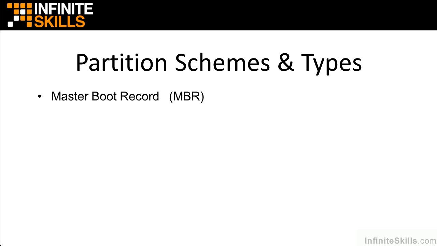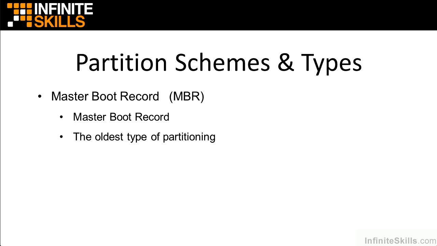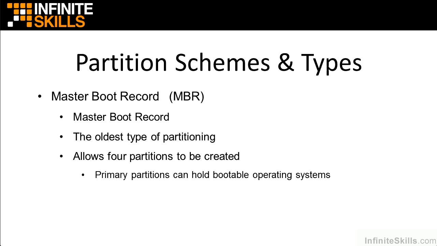Let's concentrate on the Master Boot Record, or the MBR partition scheme first. Stands for Master Boot Record, and this is the oldest type of partitioning. Now, this is where it started on the Windows machines all the way back to the DOS days. This allows 4 partitions to be created on a hard disk, so we can divide our hard disk into 4 sections. Keep in mind here that of these 4 partitions that we can create, we can really have 2 types of partitions. One's a primary partition and one's an extended.